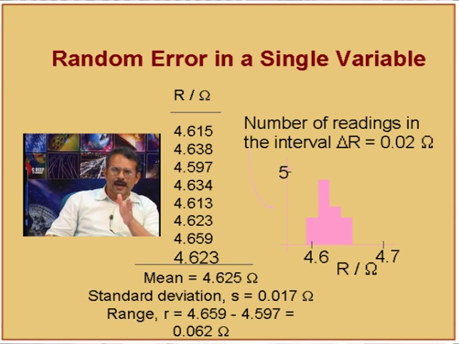Now 4.59 and 4.61, so 4.597, this is one value, which is more than 4.59, and 4.61. All other values seem to be more than that. So if I take the interval 4.59 to 4.61, I will get the number as 1. There is only one reading in this range. However, what is shown here is two readings there. 4.613, it is more than 4.61.